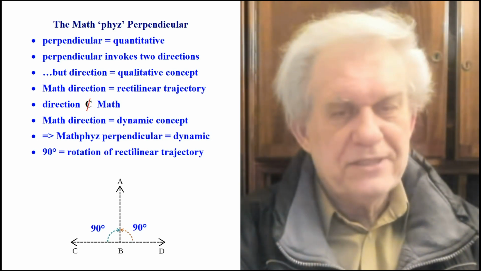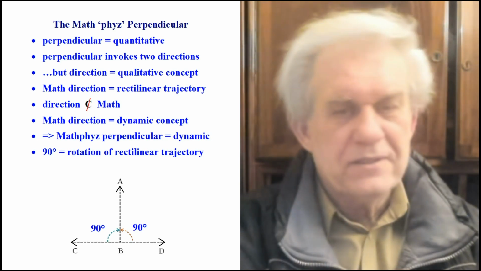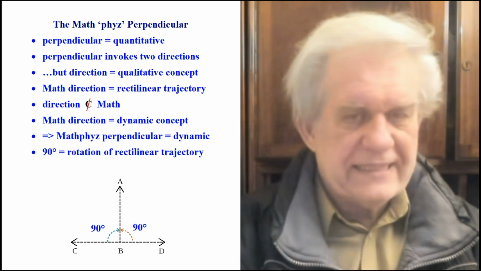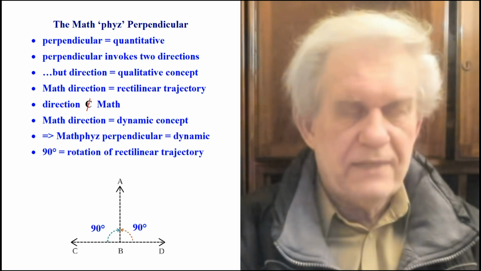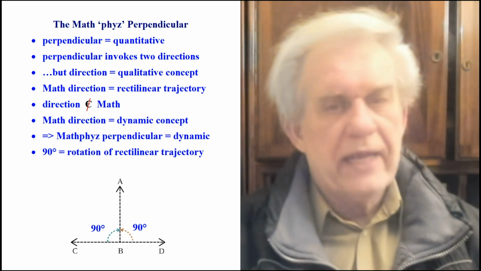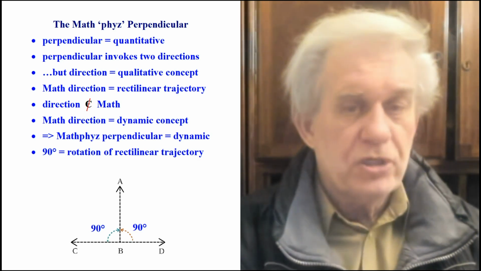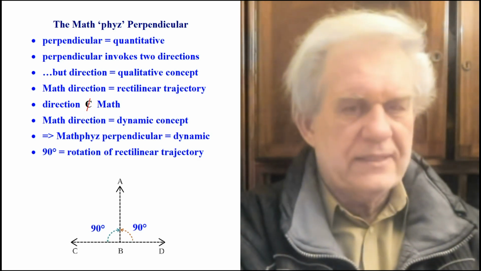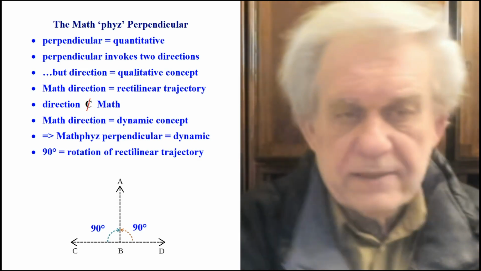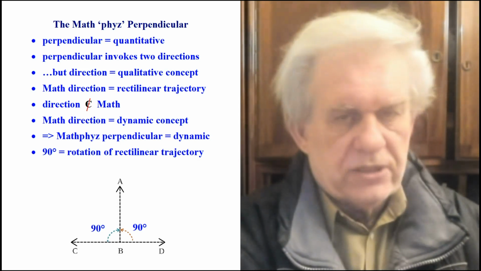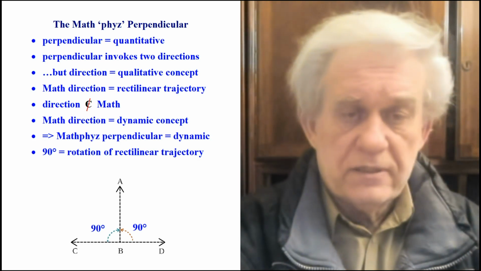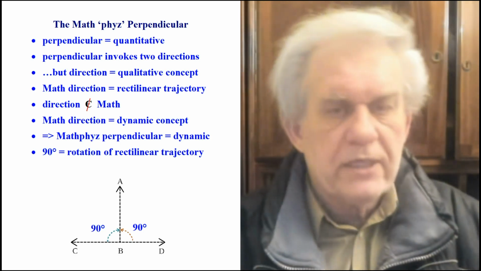You know, acceleration: if you change direction, like in angular momentum or angular rotation, you accelerate even though the speed remains constant. You accelerate simply by changing direction. A qualitative concept that changes your acceleration, which is a quantitative concept. Keep all this in mind. So math direction is a dynamic concept. And this implies that in mathematical physics, the notion of perpendicular is also a dynamic concept.